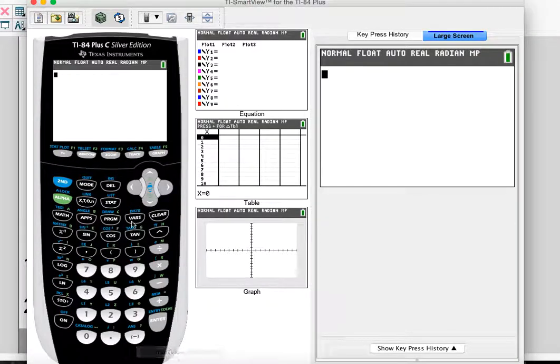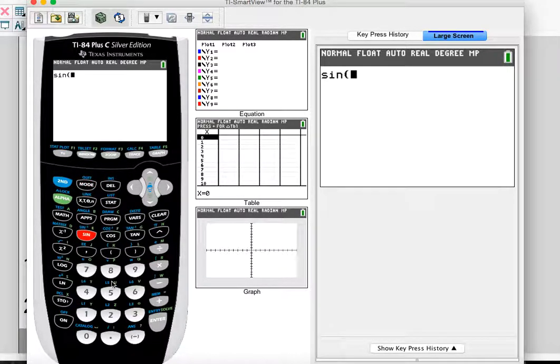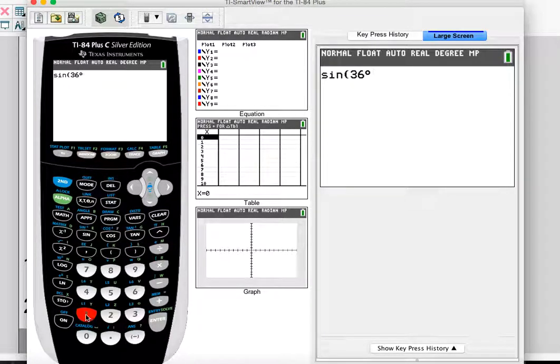So on our calculator, I'd want to hit the mode. Okay, I'm in radian mode. I'm going to go down, so I'm in degree mode. And then I'm just going to hit sine, 36 degrees and 14 minutes. And you'll get an answer of 0.5911. Always be aware of what your answer is.